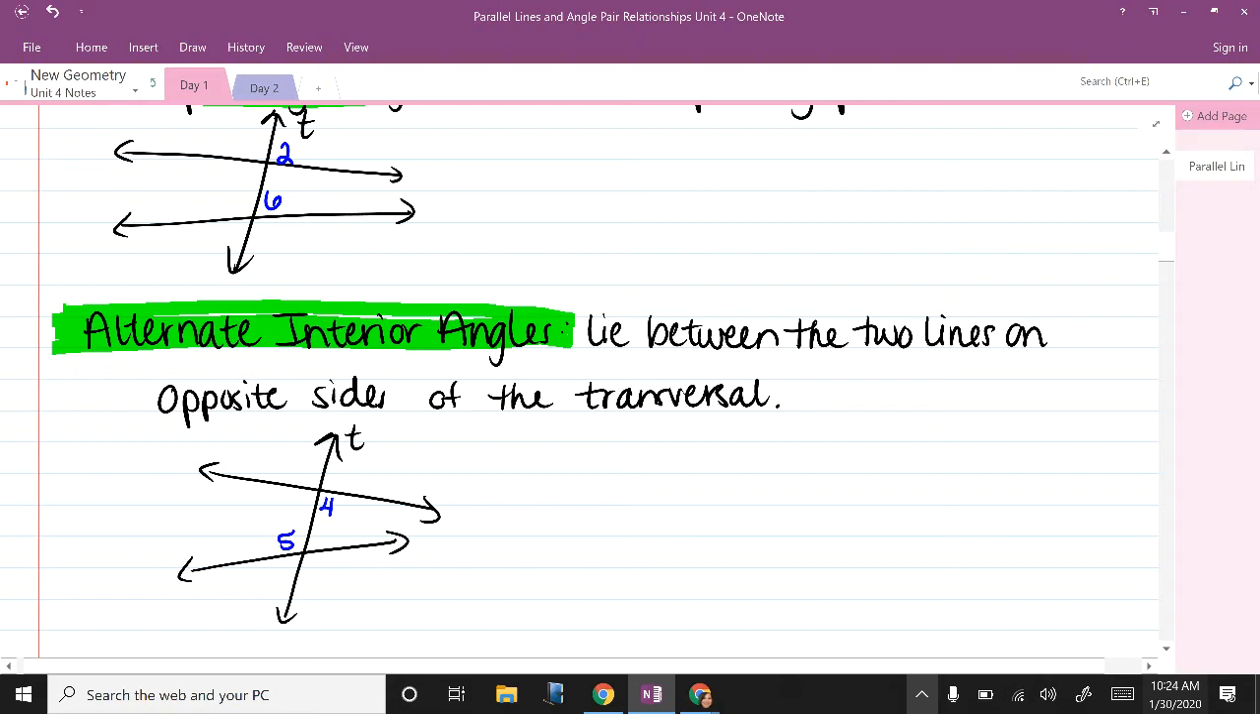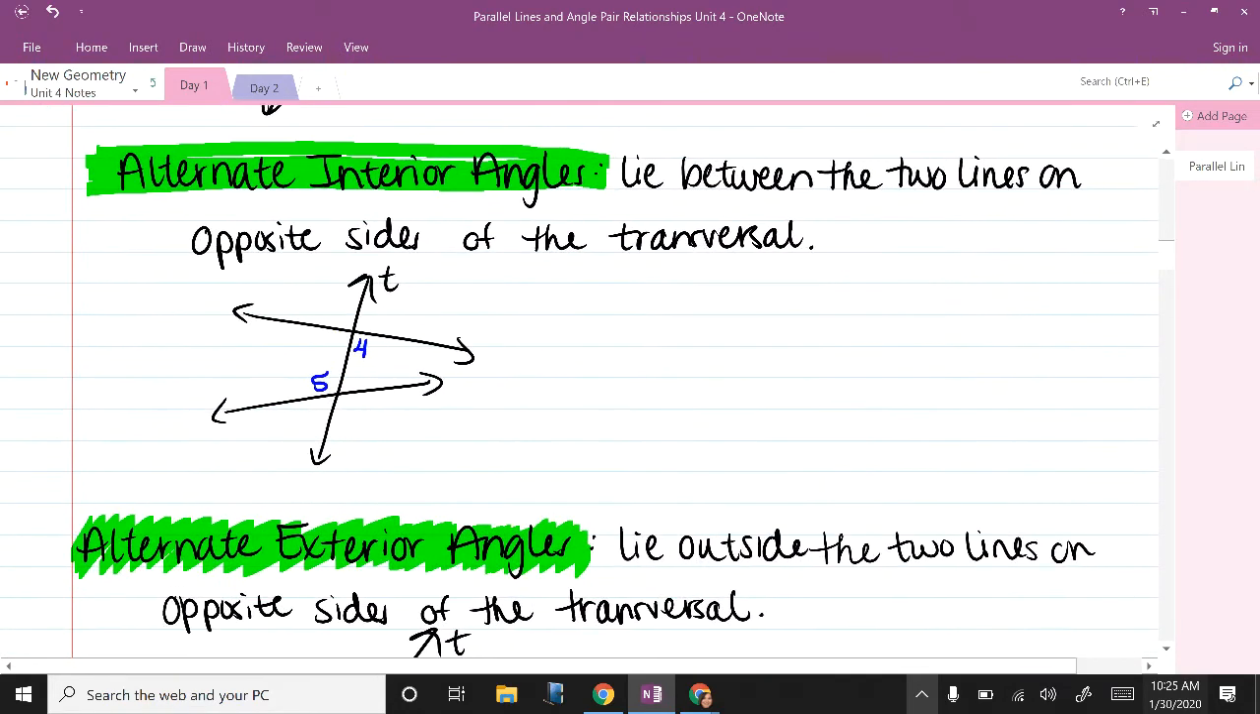Okay? So every time two lines are cut by a transversal, you're going to have two pairs of alternate interior angles inside the two lines in alternating positions. Does that make sense? Does everybody understand what alternate interior means? Inside the lines in opposite or alternating positions.